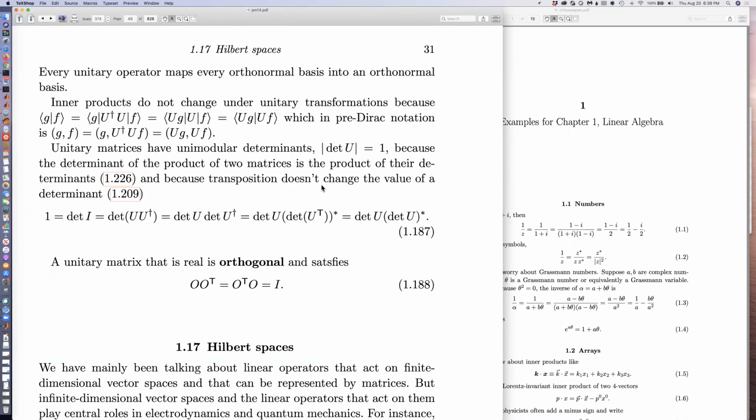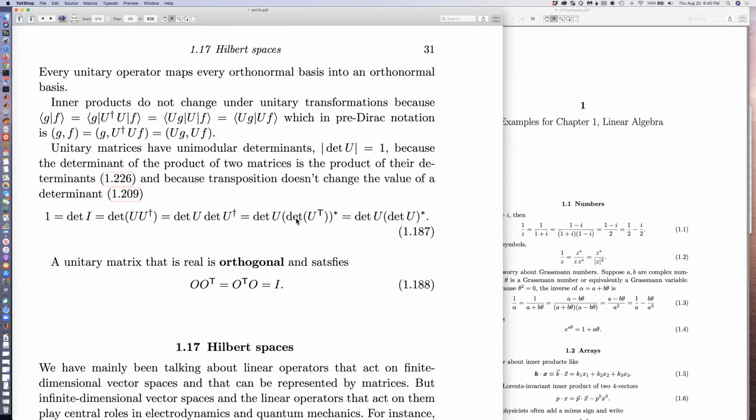Now, unitary matrices have unimodular determinants. That is to say, the determinant of any unitary matrix has magnitude unity. And the reason for that is that determinants are invariant under the transposition of the matrix, and the determinant of a product of two matrices is the product of their two determinants. So one is the determinant of the identity operator, which is just a product of ones. That's the determinant of u u dagger. That's the determinant of u times the determinant of u dagger.